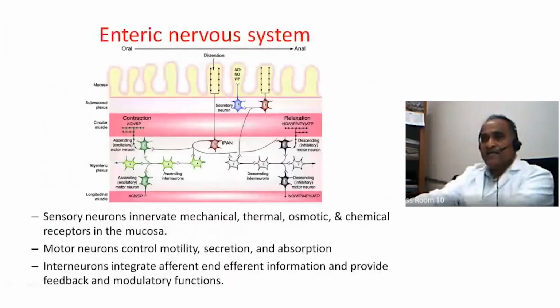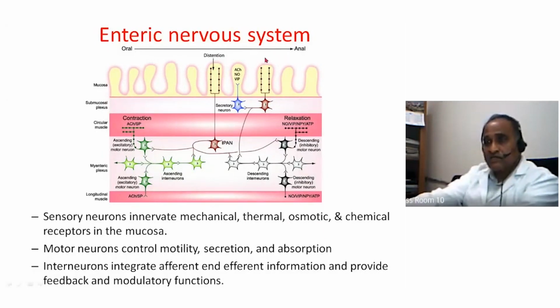Now, briefly, sensory neurons innervate and sense all the mechanical, thermal, osmotic changes, because if there is a large amount of food particles which are not absorbed or to be absorbed, and also chemical receptors, whatever the type of chemicals. Then we have motor neurons that control motility, secretion, and absorption. Interneurons integrate that feedback.